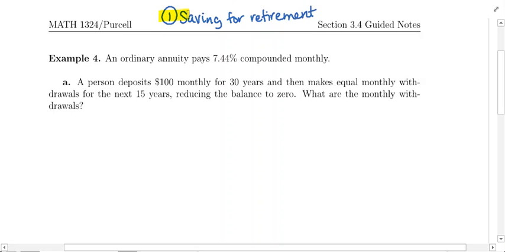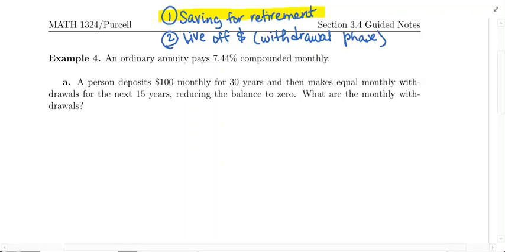After that, they start withdrawing the money out of that retirement account. So living off the money is the second part. That's the withdrawal phase, and I will highlight that in teal. So let's start reading through the problem again and highlighting what pieces of the puzzle correspond to each phase.